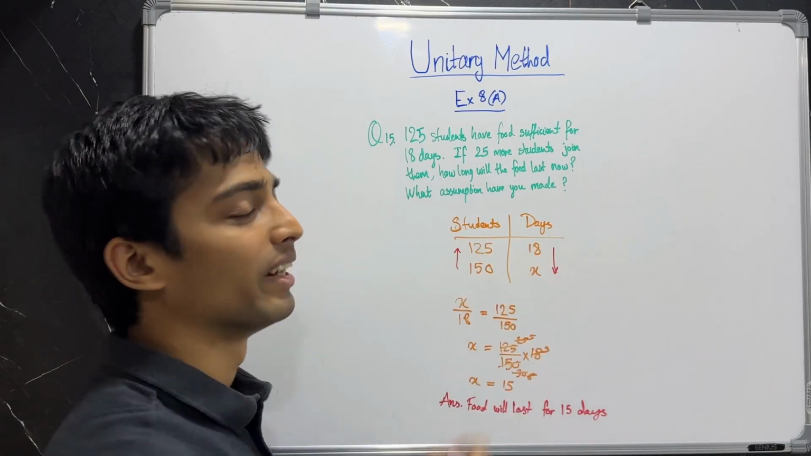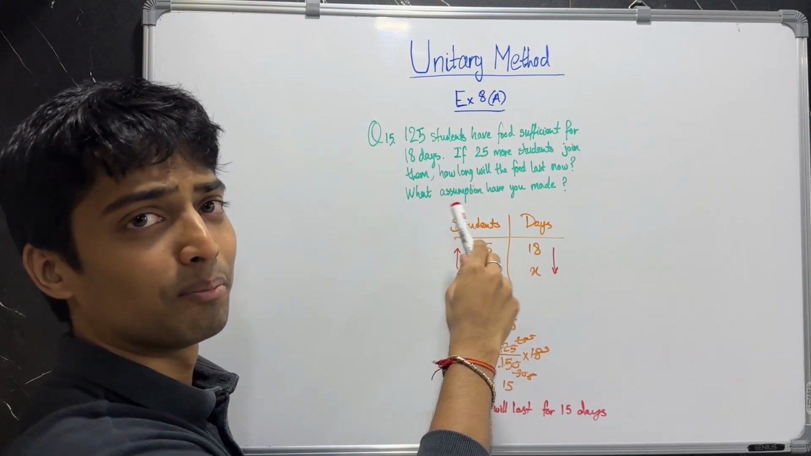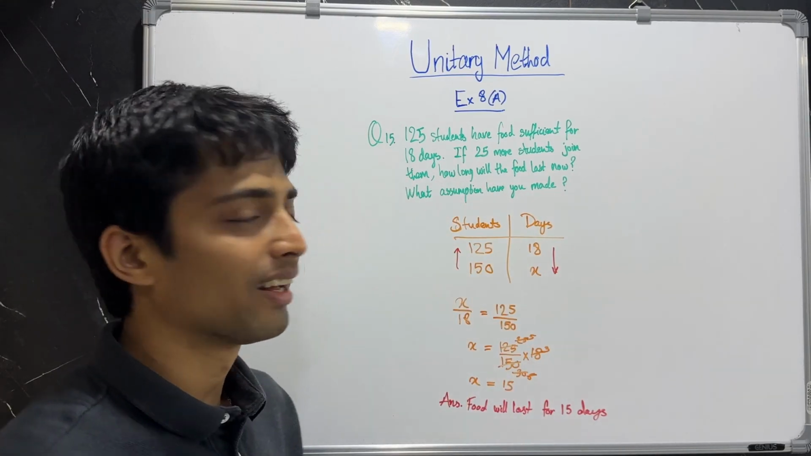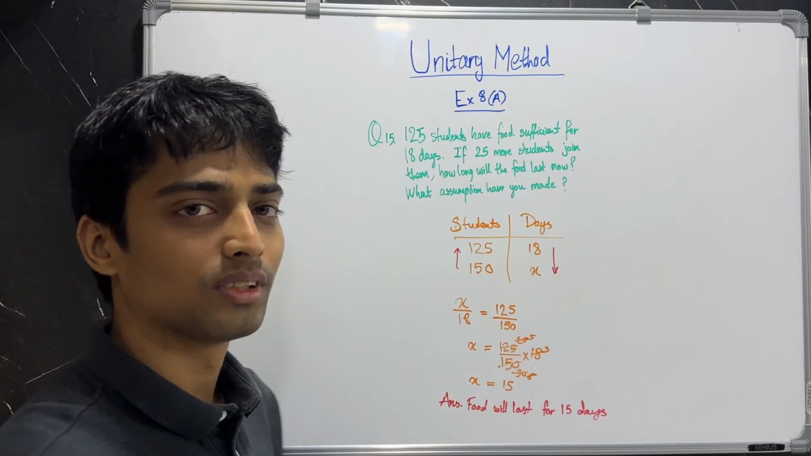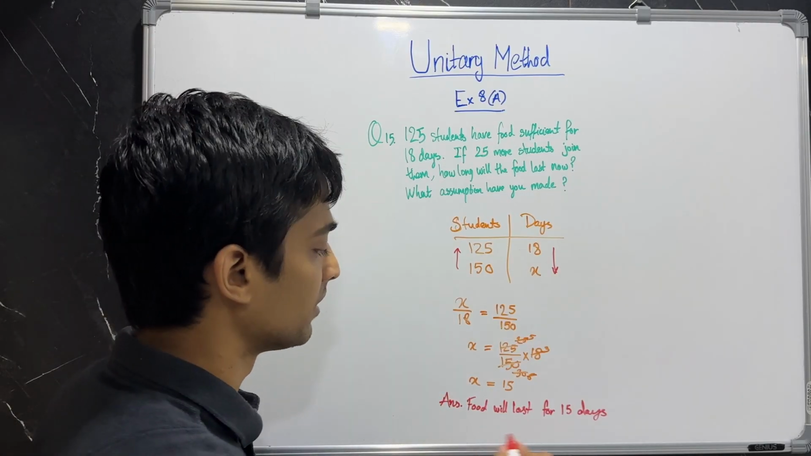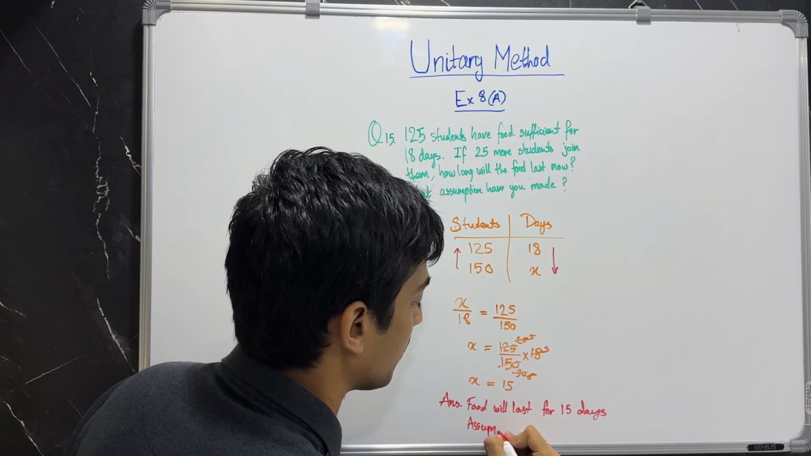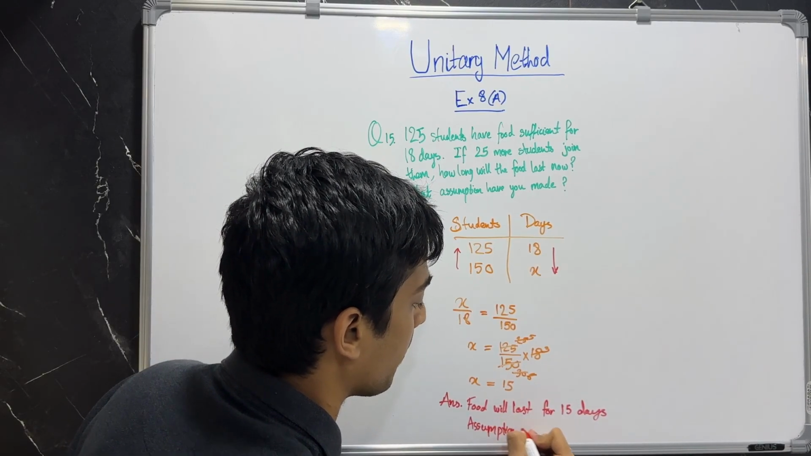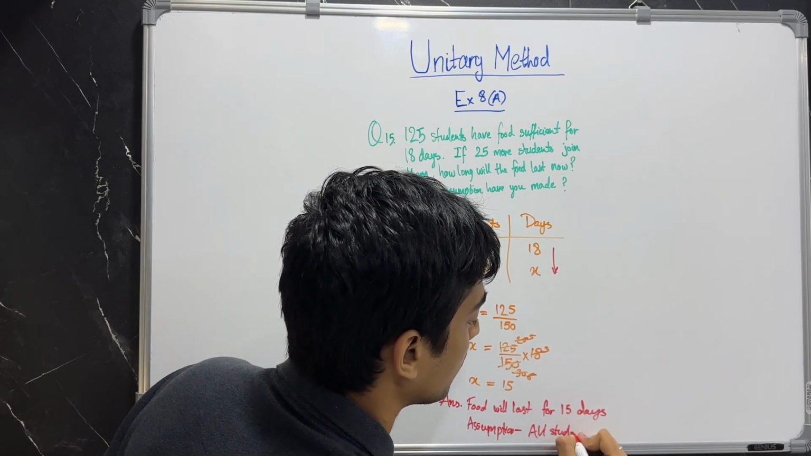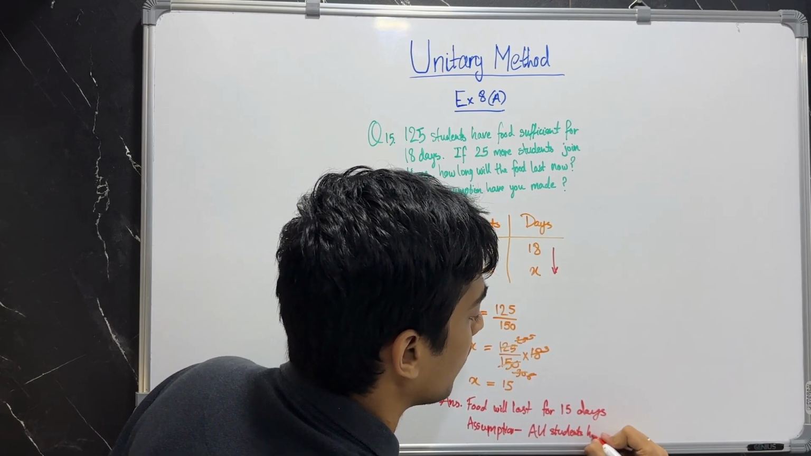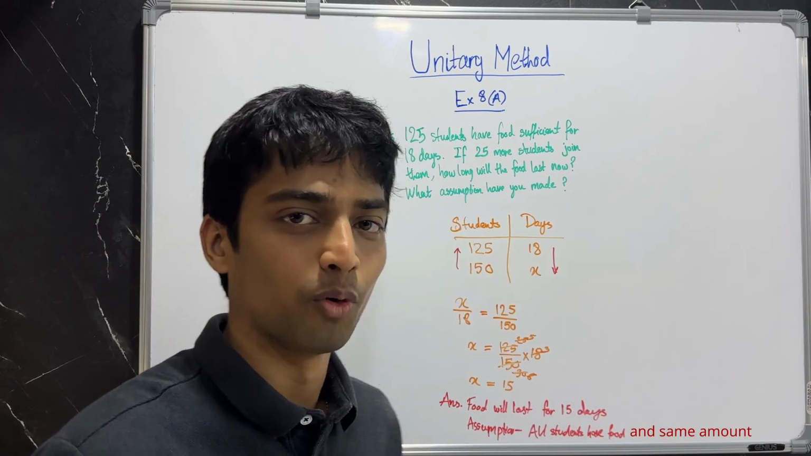Now, they are asking a follow-up question. What assumptions have you made? So, when they have written, if 25 more students join, we are directly assuming that they are also going to have food. So, this is the assumption we have made. So, in assumptions, we can write: all students have food. Let's move to the next sum.